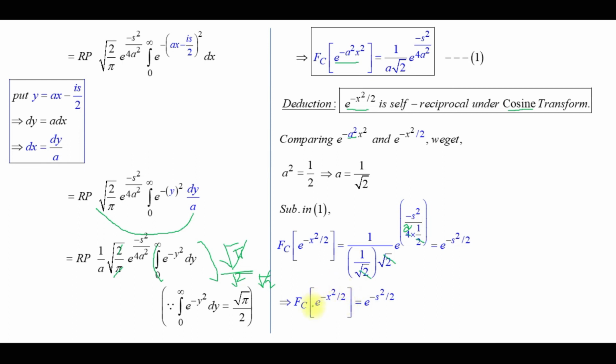Therefore, this function is self-reciprocal under what transform? Fourier cosine transform. This implies e power minus x square by 2 is self-reciprocal under Fourier cosine transform. Thank you.